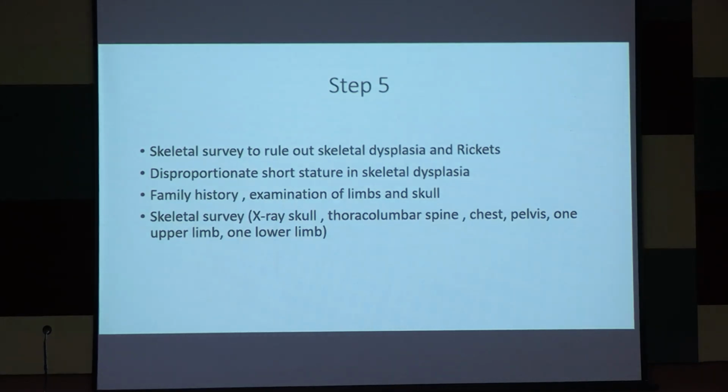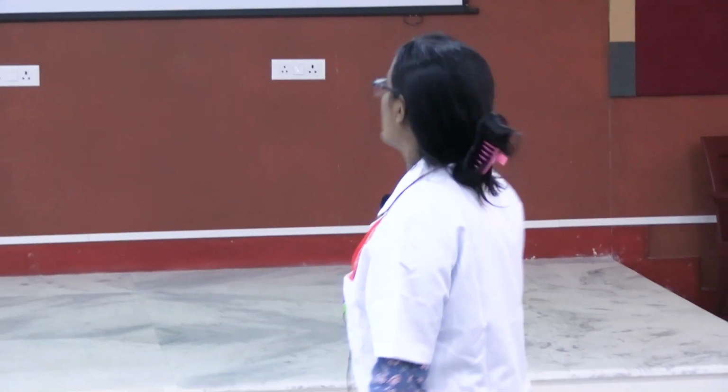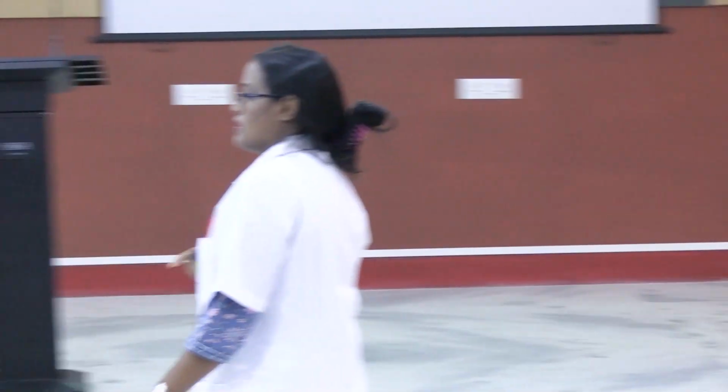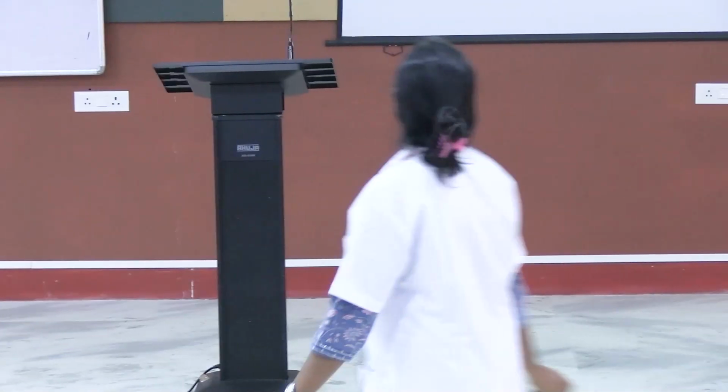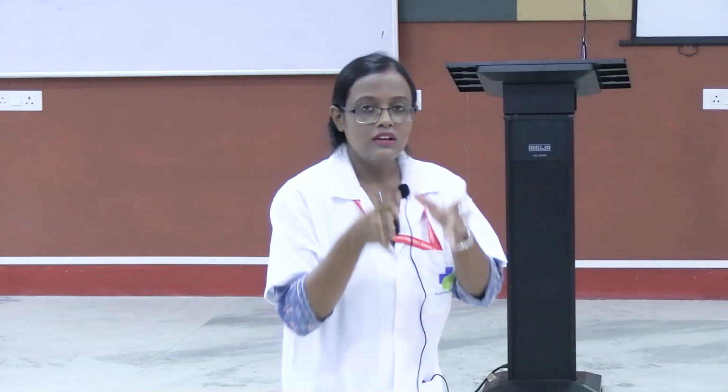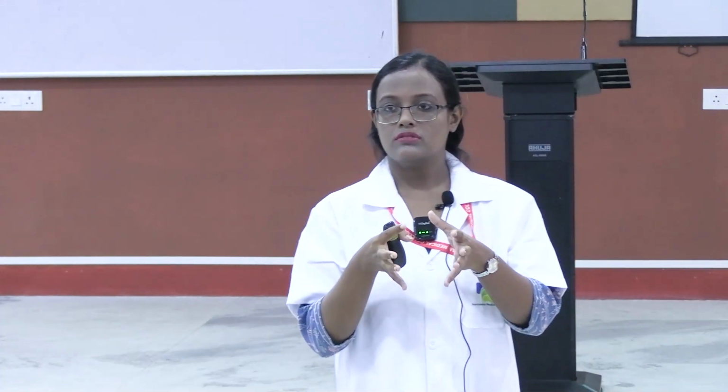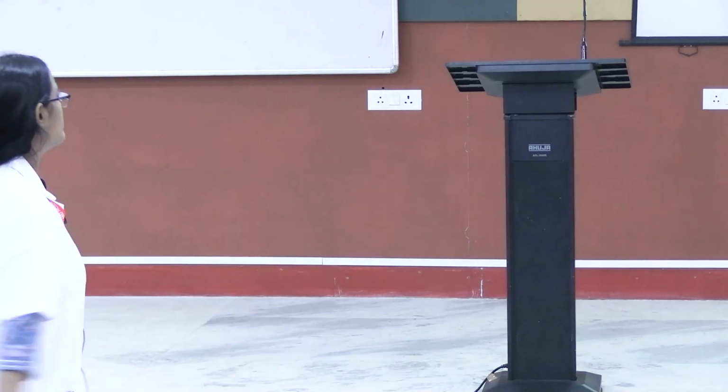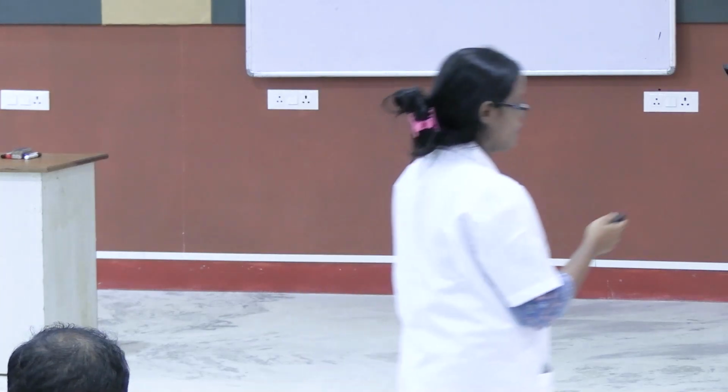X-ray skull: the skull vault is large, but the skull base is very short. In the thoracolumbar spine, there is a chance of kyphoscoliosis. Chest and ribs: flaring of the ribs, shortening of the ribs. Pelvis: the pelvis is broad, but the cavity is very short. So these features are found in skeletal dysplasia as pelvic abnormalities. For other bone abnormalities, you have to look at that bone's growth. For all these things, all these X-rays should be done.